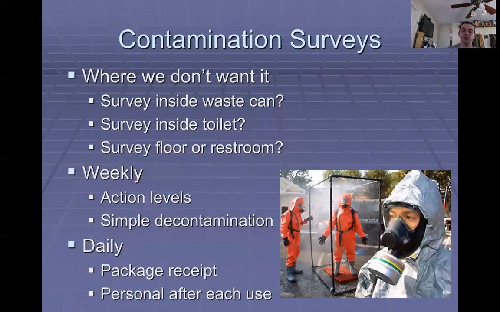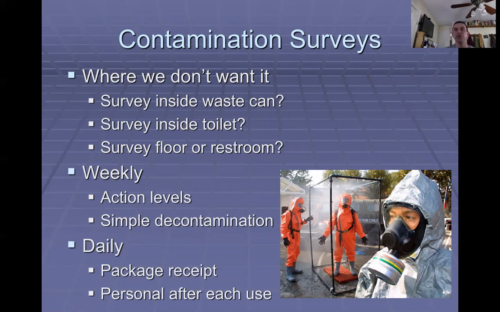So a lot of times we are looking for contamination in our surveys. There's a lot of daily and weekly wipes that we have to do to make sure that areas are free of contamination. A lot of this is in the labs. Also, the treatment areas are very liable to have small amounts of contamination.